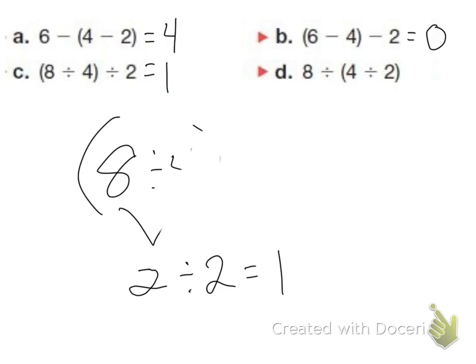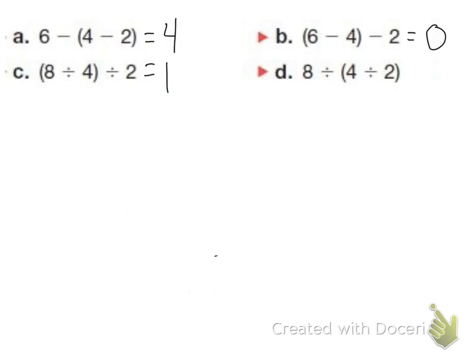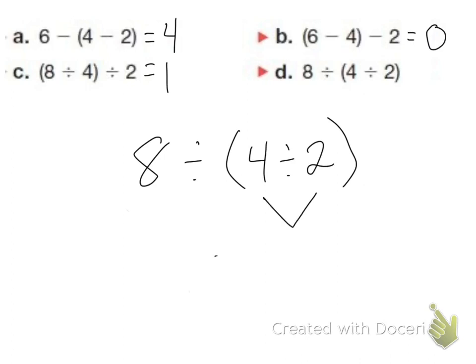Okay. So let's look at what happens if we do it the other way. So we have 8 divided by 4 divided by 2. So 4 divided by 2 equals 2. And then 8 divided by 2 equals 4. So you can see it's important to make sure that we do whatever's in the parentheses first. And remember, the associative property does not apply to division and subtraction problems. I have to do these in the order that they are listed.